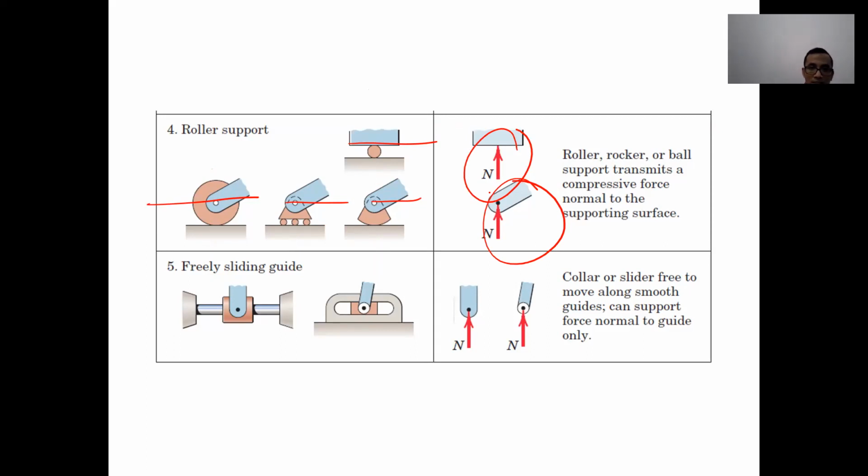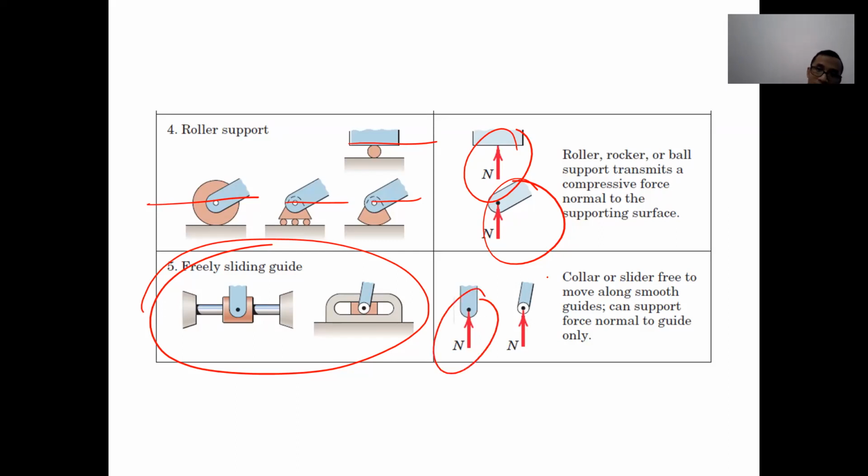Okay, the same as freely sliding guide. Okay, is quite close to a roller support. It can only withstand the vertical direction movement. So we will only give vertical force to replace that freely sliding guide. We don't have to add the horizontal force there.